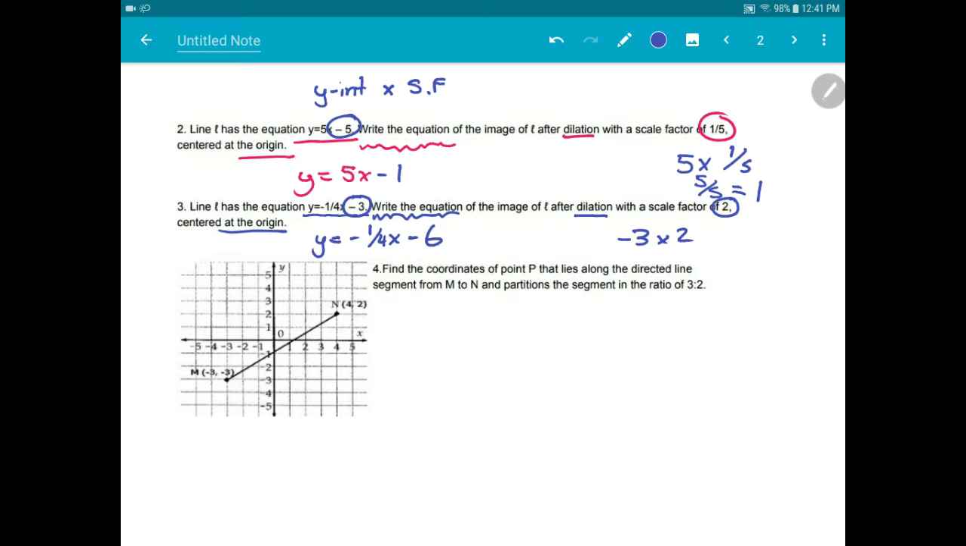Alright, changing over to another skill we've been refreshing this week, we're looking at finding the coordinates of point P. That's what we're trying to find, that lies along the directed line segment from M to N and partitions the segment 3 to 2. So 3 to 2 is great if we're breaking up something that is 5 parts in length, like when you're mixing Kool-Aid or baking, you get those ratios. So 3 and 2 together make 5 parts in whole.